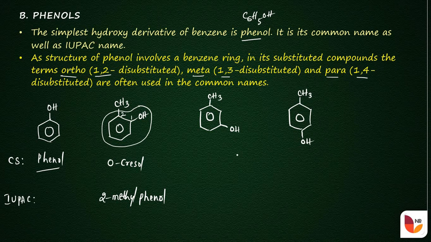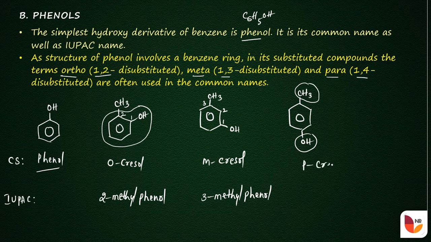The next molecule, according to the common system, has the hydroxyl group and methyl group at the meta positions, so it is represented as metacresol. In the IUPAC system, it is 1, 2, 3, so the third carbon atom contains the methyl group. So it is 3-methyl phenol. The next compound has the hydroxyl group and methyl group at the para positions, so it is written as para-cresol, and in the IUPAC system it is 1, 2, 3 and 4, that is 4-methyl. First write the name of the substituent group, then write the molecule, that is phenol.